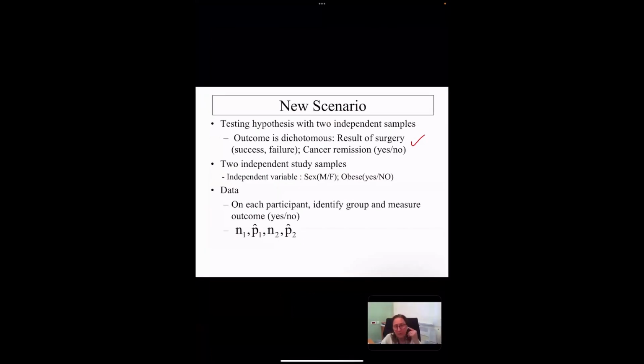Okay, so now we're back to the new scenario where my outcome is dichotomous, and I'm comparing this dichotomous outcome between two groups. For instance, I would like to see if there is a difference between male and female with respect to the result of a surgery, or if I have a difference in obesity with cancer remission or the result of a surgery between those who are obese or not. So on each participant, we identify the group and we measure the outcome.